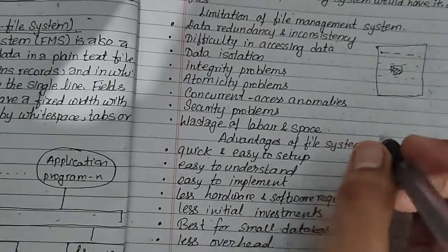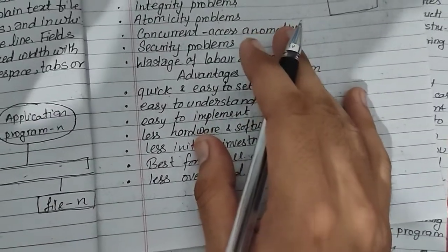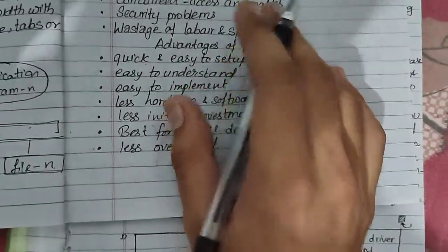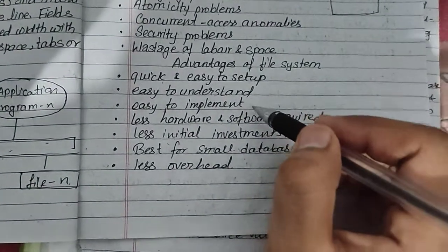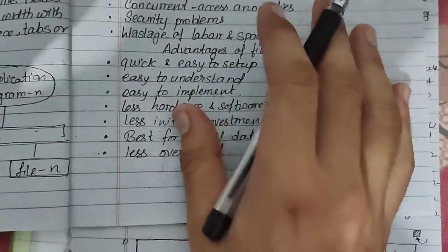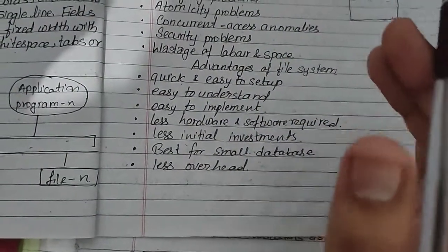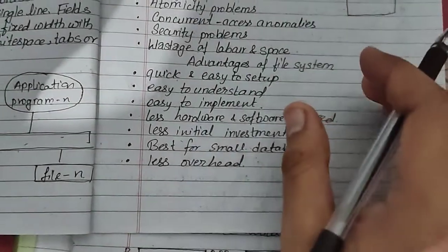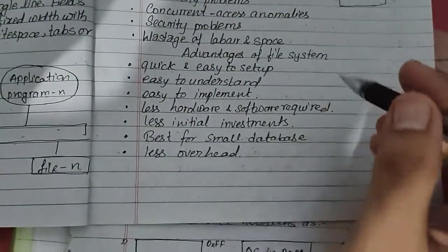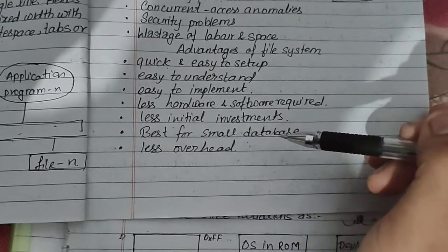The data is less secure, with wastage of labor and space. But there are a few advantages. It is easy to set up and quick to understand. It is easy to implement the FMS. FMS doesn't require any logic or any program. The data are stored in a single plain text file, so it requires less hardware and software, less initial investment, is best for small databases, and is less overrated.